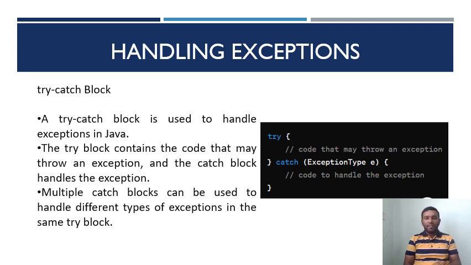Many kinds of catch blocks are there that are used to handle different kinds of exceptions. Now we can see the snippet, we have the syntax over here. A try block. Inside the try we have code that may throw an exception, and below it we have a catch block, where we have to specify the type of exception and the code to handle the exception. If there is an exception, what the program should do should be specified.